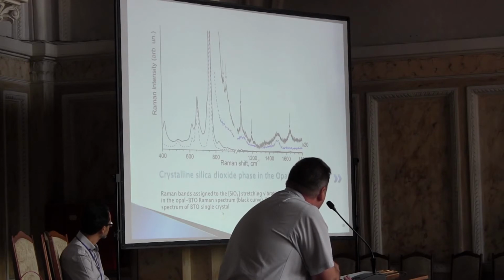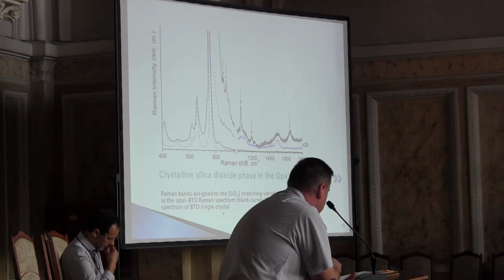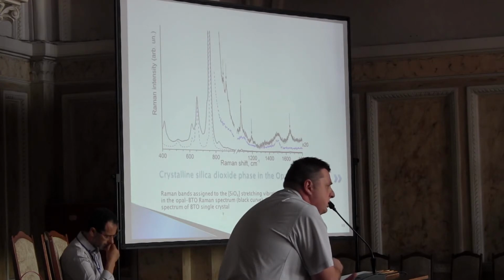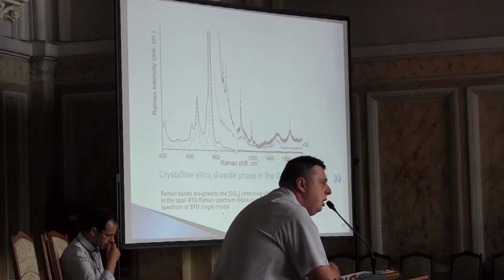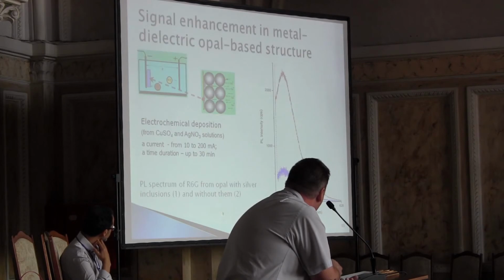So the evidence of the formation of silicon dioxide in crystalline form is the Raman spectra, for example, Raman spectra of opal-BTO, where in the high frequency Raman region we have narrow bands, and second order Raman bands, which can be assigned to stretching vibrations of the silicon oxide group.